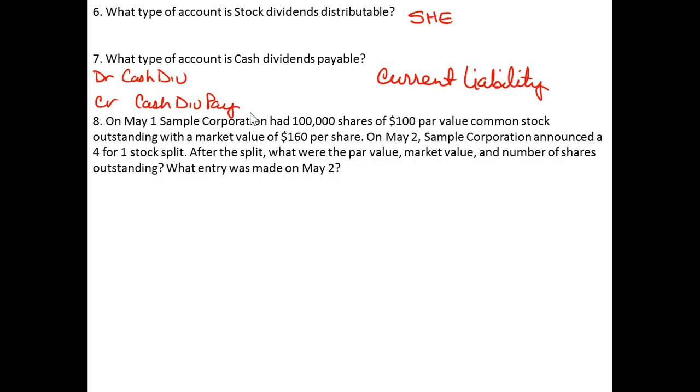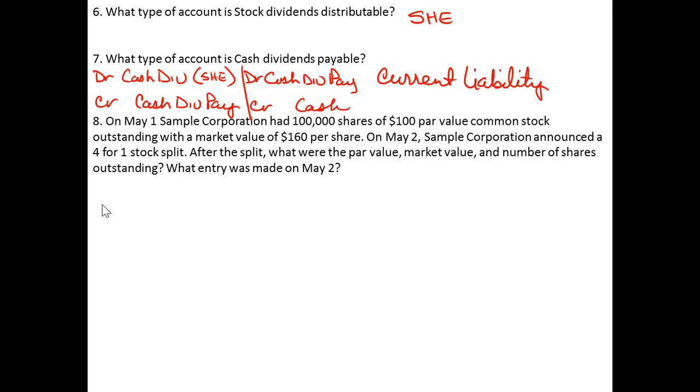On the date of record, there is no entry, and then on the date of payment or distribution, it's debit cash dividends payable and credit cash. So you'll notice in this case, the only time that you're impacting shareholders' equity is for that cash dividend account. Otherwise, cash dividends payable is a current liability, and cash is, of course, a current asset.